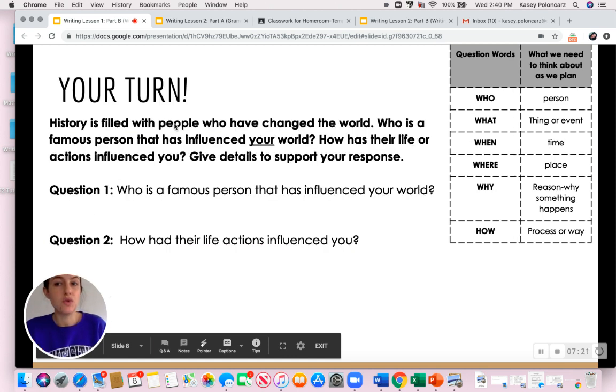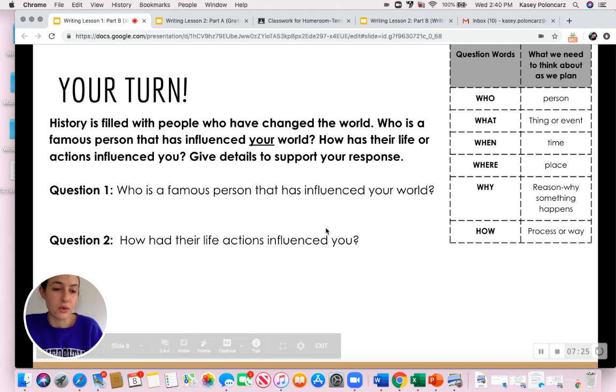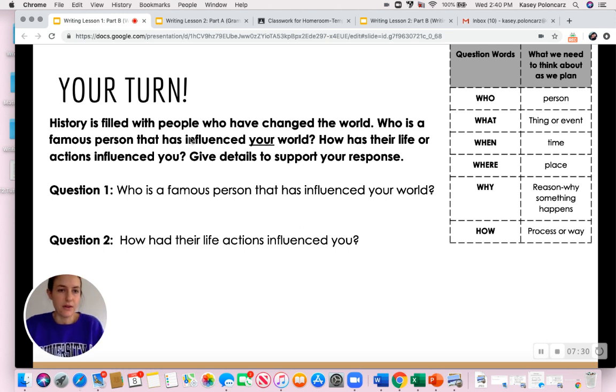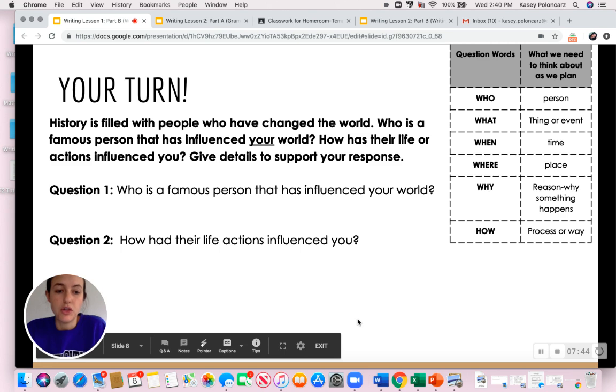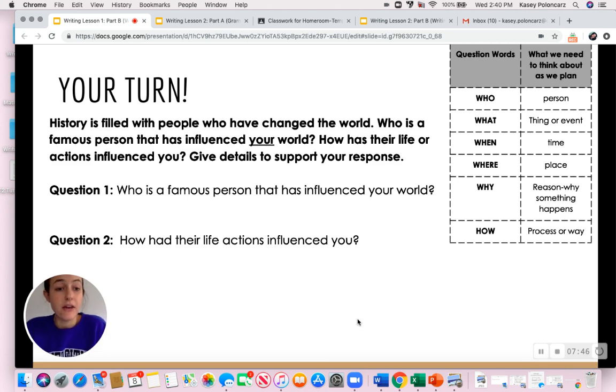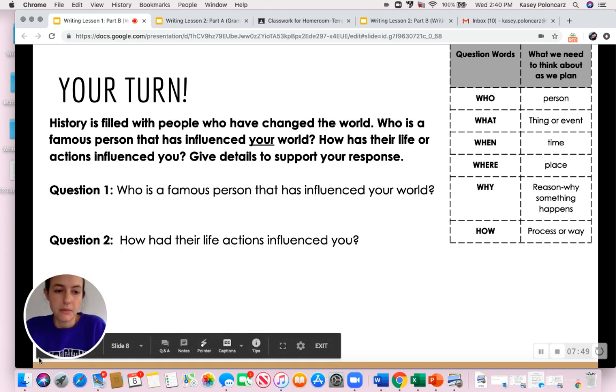Okay, now it's your turn. After I'm done reading this, you're going to go on Google Forms and you're going to fill this out by yourself. But first, let's read it together. History is filled with people who have changed the world. Who is the most famous person that has influenced your world? How has their life or actions influenced you? Give details to support your response. So I'm going to pause so that you can read that in your head. If you need more time, you can pause at the bottom of the screen to reread it.